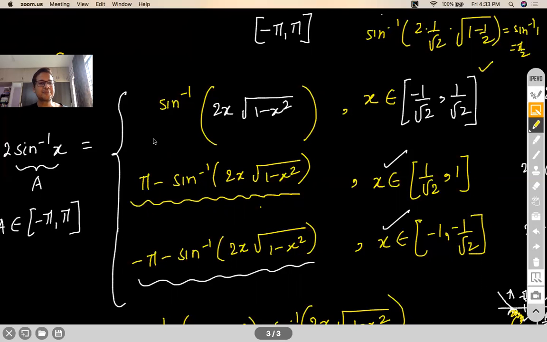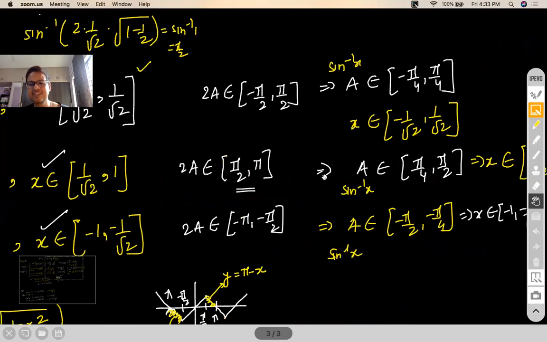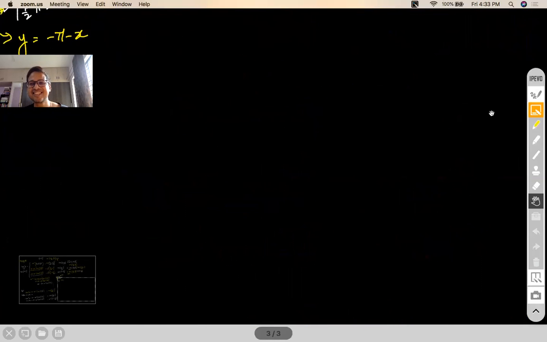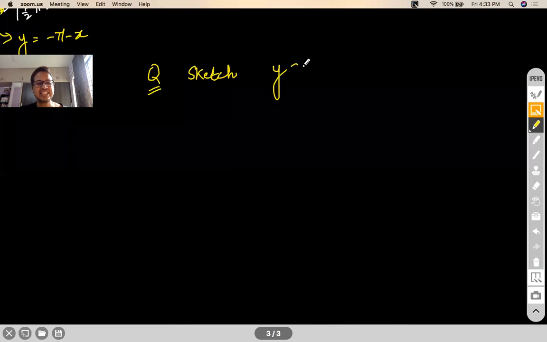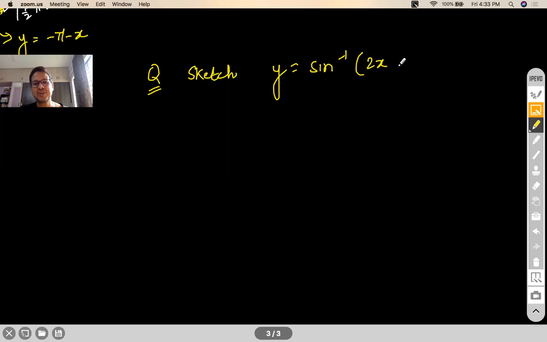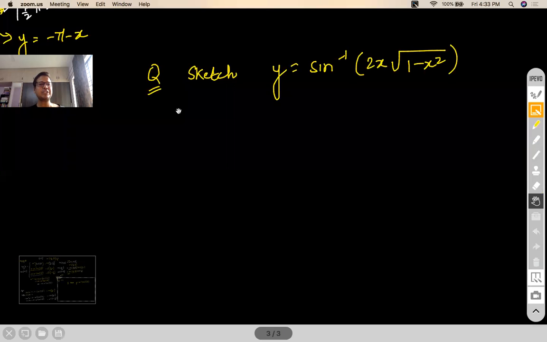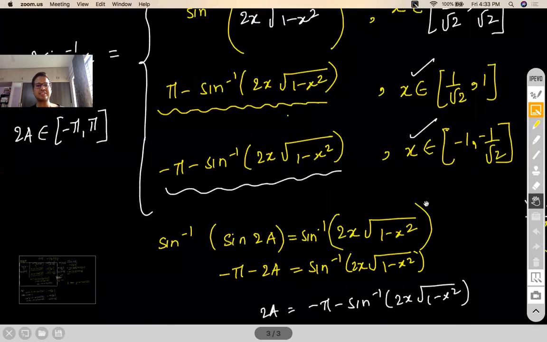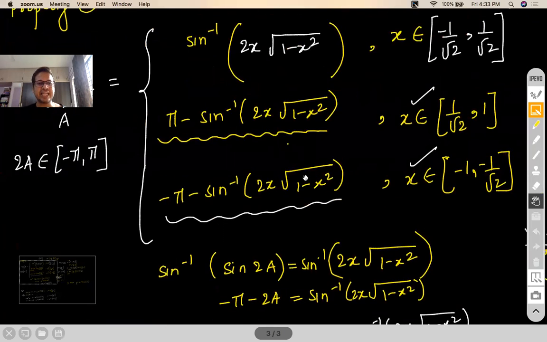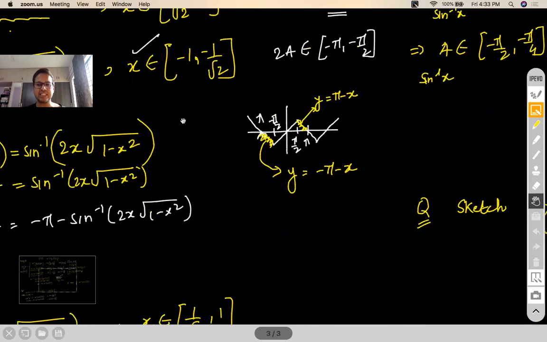Okay. Chalo. The next exercise, you know what I'm going to ask you. What am I going to ask you? Who will tell me what my next question is going to be? No, my next question is going to be: sketch y is equal to sine inverse of 2x under root 1 minus x square. Okay, let's do that. Let's figure out the graph for this. Very easy. You have to use the redefinition of sine inverse of 2x under root 1 minus x square in terms of 2 sine inverse x and get me the graph.